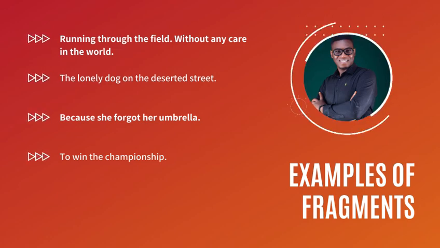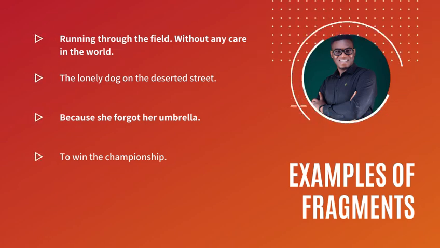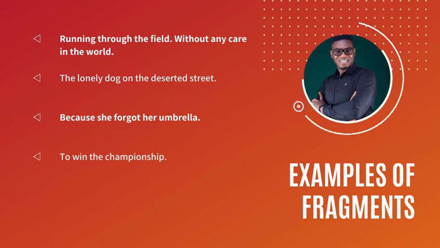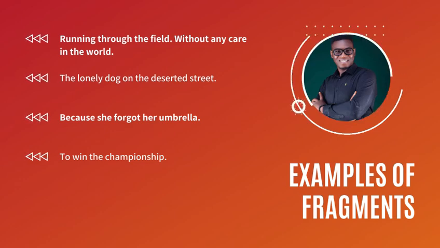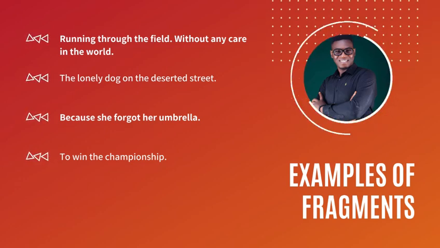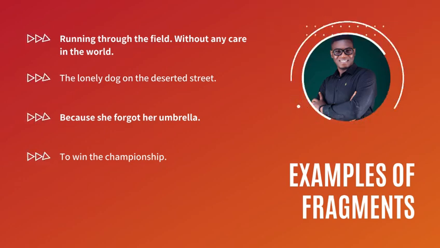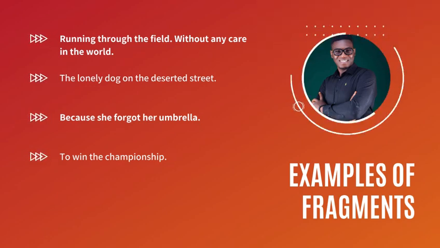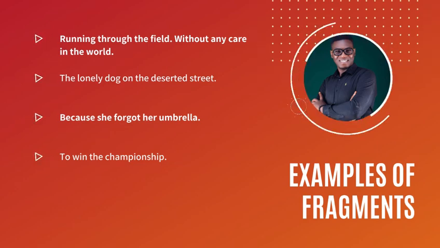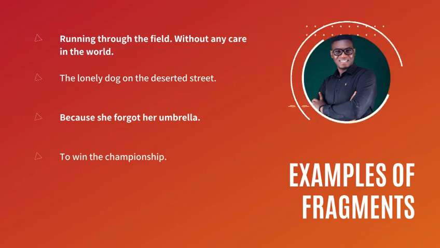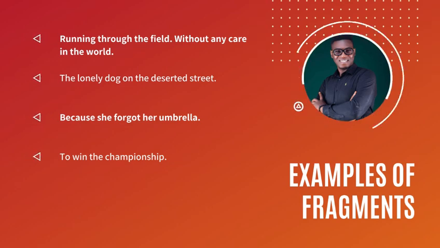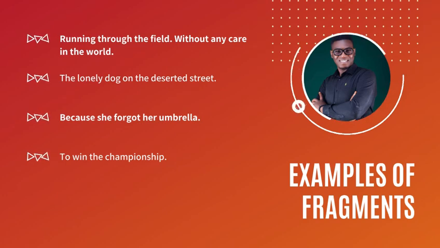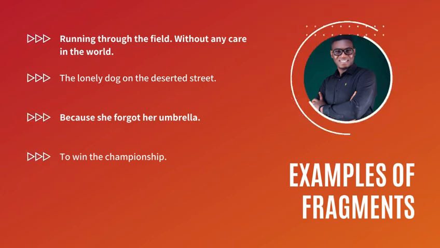Here are a few examples you need to know. Running through the field without any care in the world. That is an example of a missing subject fragment. What is missing? Running through the field lacks a subject. Who is doing the running? Nobody knows. Another example is the lonely dog on the deserted street. This fragment lacks a verb to tell us what the lonely dog is doing.